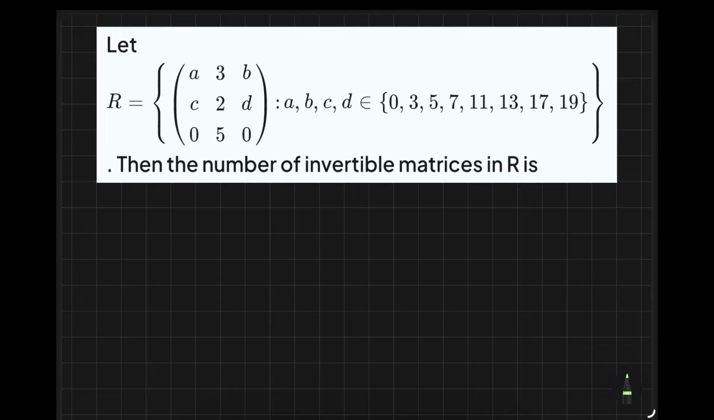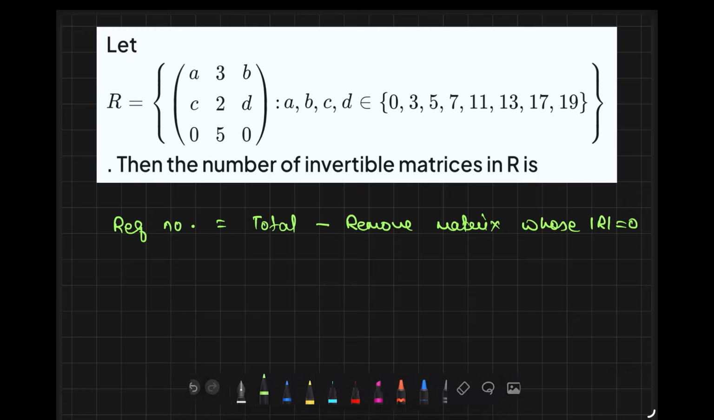Invertible matrix means what? Do you remember the condition for a matrix to have its inverse? The idea is the determinant cannot be equal to 0. So what I will do, I will find out the total number of matrix. Out of the total number of matrix, I will remove those matrix whose determinant is 0. I hope this idea is clear.